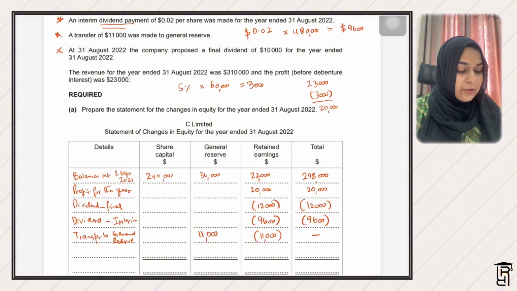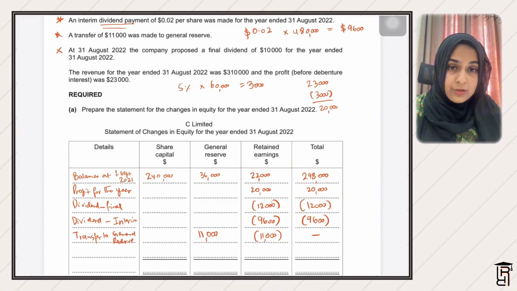Then you need to calculate return on capital employed. So in the next part, they're expecting you to calculate return on capital employed. So what I'll do here is I need to know the formula for capital employed. I cannot do it without the formula. So I'll write here profit before interest.